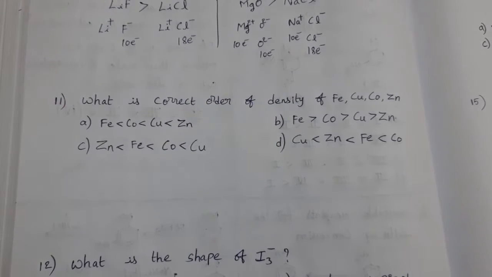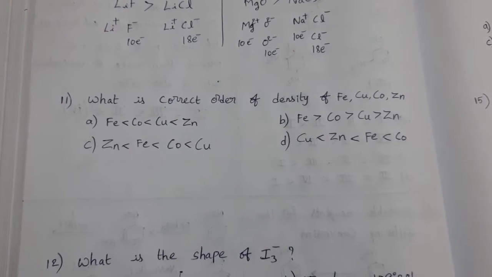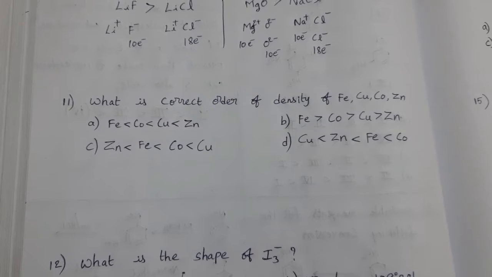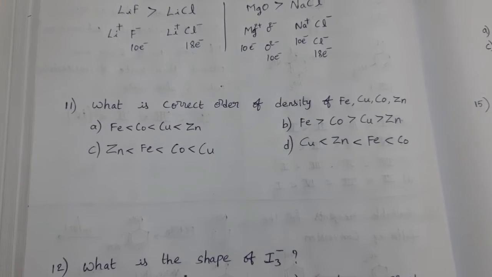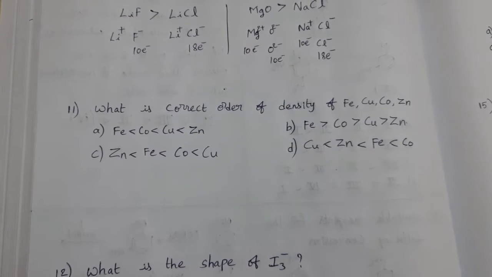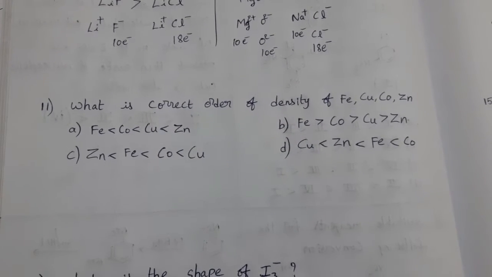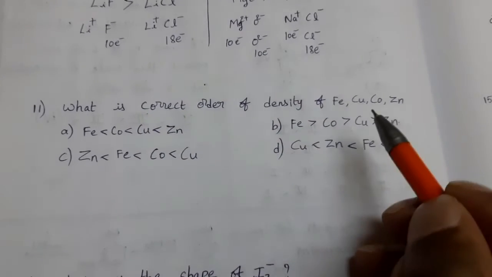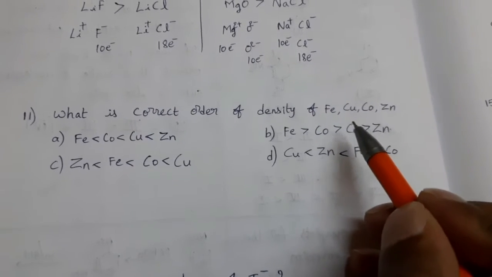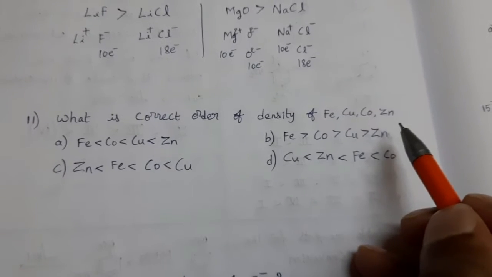In last class, we completed 10 questions regarding IIT mains exam held on 24th February. Now, see the next question. What is the correct order of density of iron, copper, cobalt, zinc? Four elements are given. Density order we should find out.